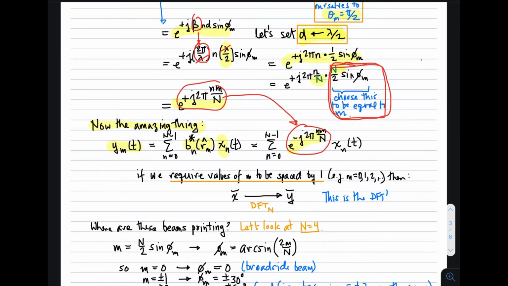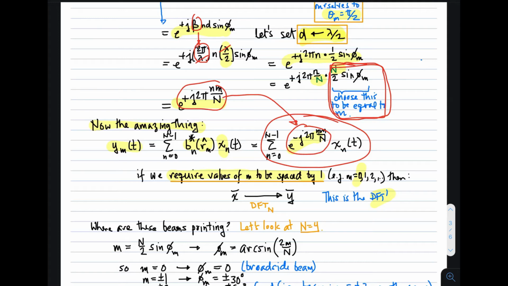So now if we do one additional thing, if we require the values of m to be spaced by 1, that is, for example, 0, 1, 2, or minus 1, 0, plus 1, or any other sequence of m's that are separated by 1, then what we get is that this is the discrete Fourier transform. In other words, this expression that gives us the output of the mth beam can be described as one element of a DFT, which is applied to the snapshot vector.